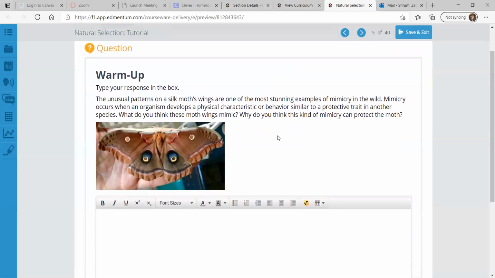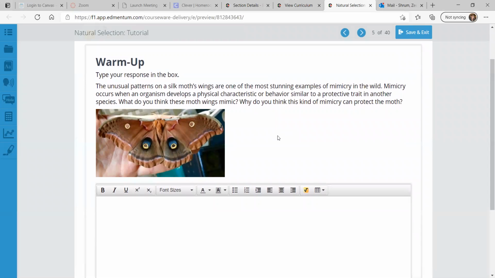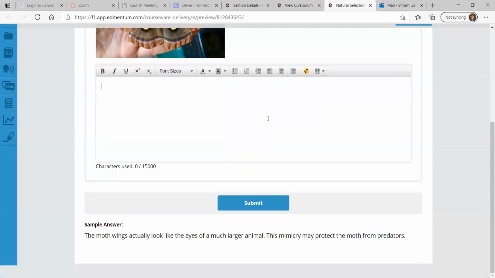So for a warm-up, the unusual patterns on a silk moth's wings are one of the most stunning examples of mimicry in the wild. This mimicry occurs when an organism develops a physical characteristic or behavior similar to a protective trait in another species. So what do you think these moth wings mimic? Why do you think this kind of mimicry can protect the moth?